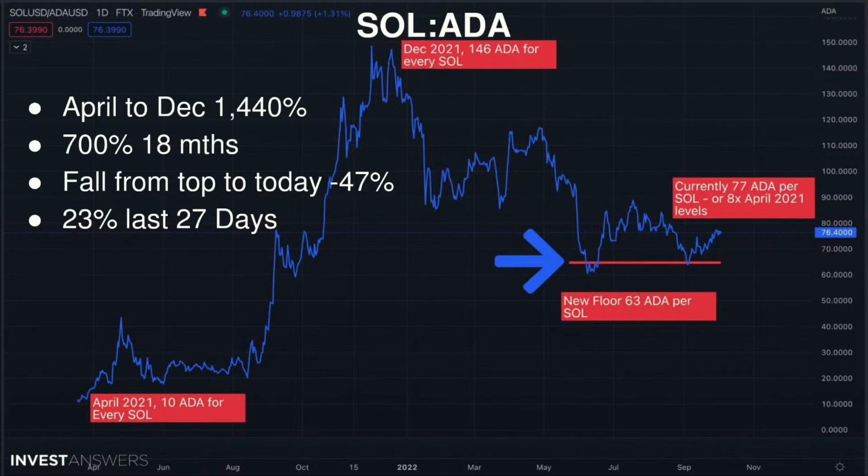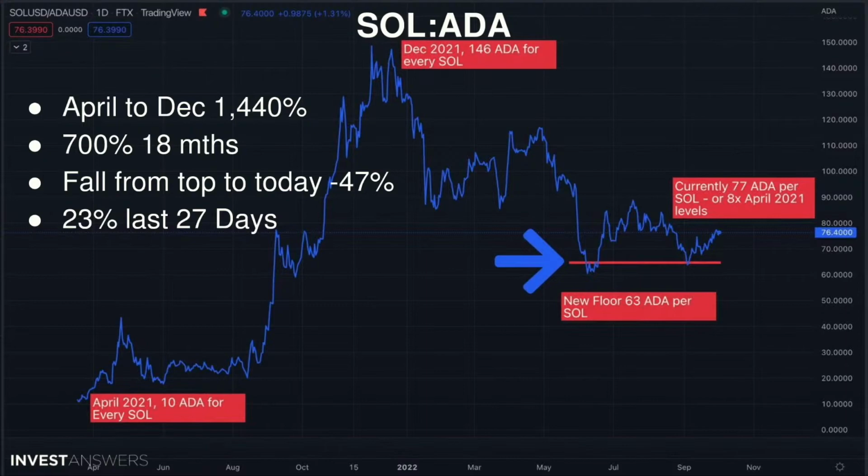Back in April 2021, it was 10 Cardano for every Sol. Then it shot up to 146. Then it tanked down because it went on this crazy, crazy run. And if you look at the history of time from April 2021 to today, it's still up 700% in a year and a half. And also, if you bought at the very top, you would have lost 47% on this particular pair trade. And over the last 27 days, the pair has gone up 23% despite the asset.